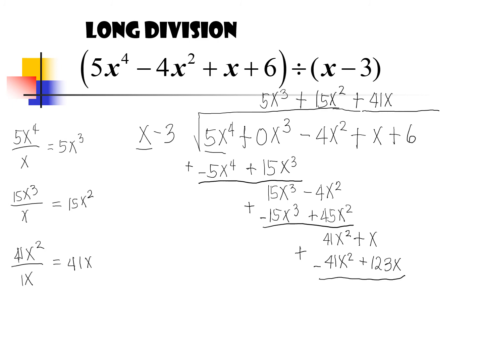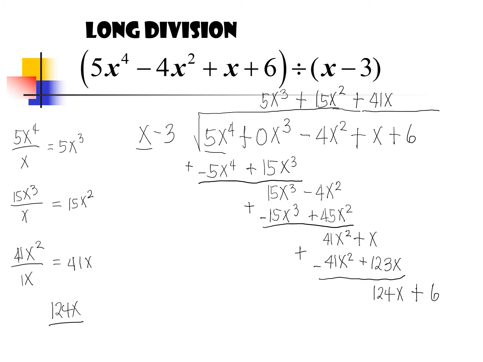So let's add the numbers in each column. So this is 0, no need to write it. x plus 123x, that's positive 124x. And we bring down finally the last term in the dividend. So 124x plus 6. And again, we divide the first term in the partial dividend with the first term in the divisor.